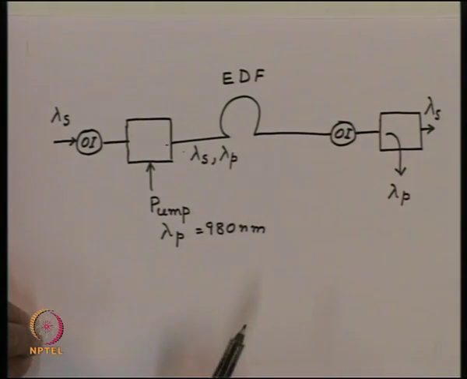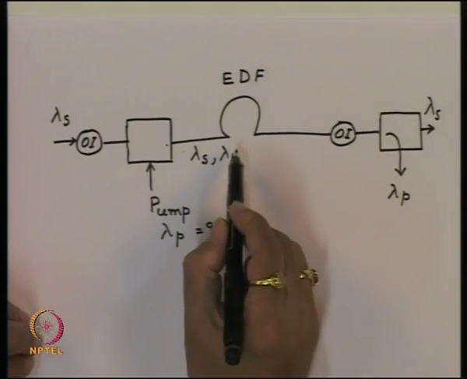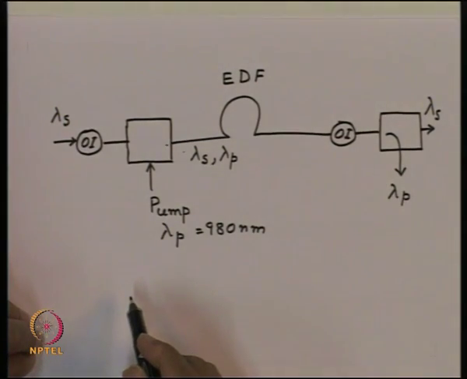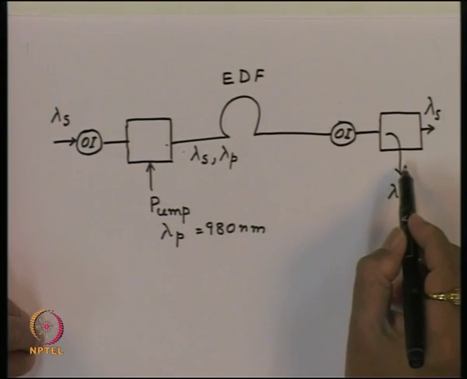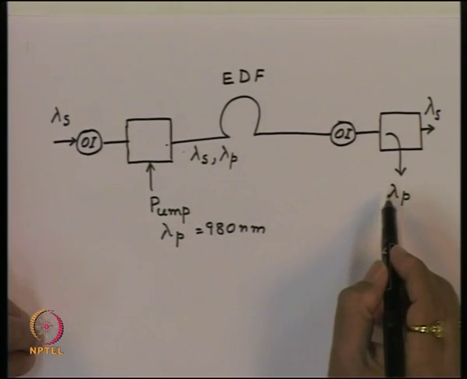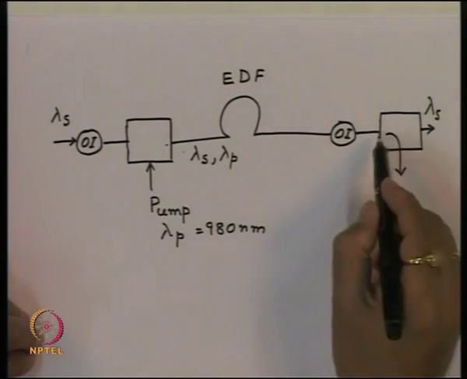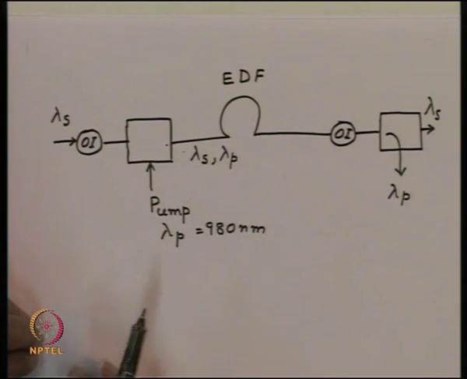So, now there are two possibilities. Either we can put a pump which will propagate along with the signal and signal will get amplified. But in this case, as we can see that we have to separate out the pump, and if you are having, let us say, pump which is 1480, then you require very good filters so that these two wavelengths are separated out.